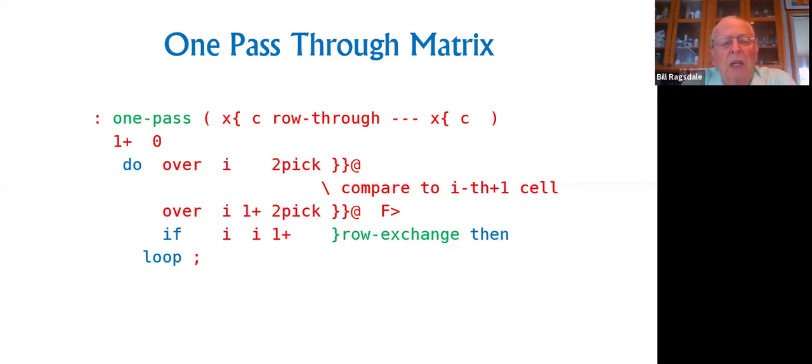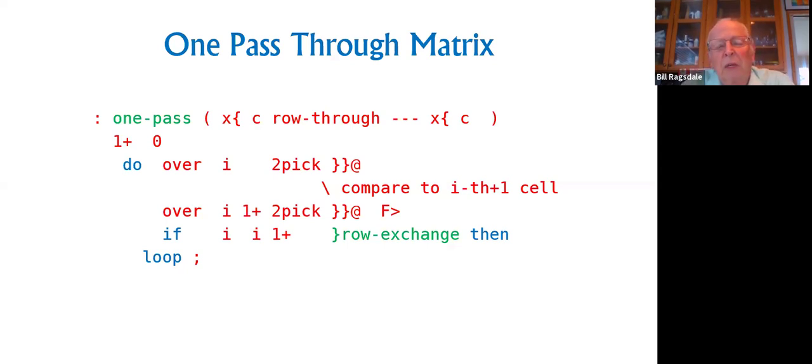So the one-pass routine takes the X curly brace, which is the matrix address. The C is the column we're sorting on. And in this case, we're sorting through a given row. Initially, we sort through all the rows, and then we can arrange it to be a diminishing sort after that. So 1 plus 0 sets up our do loops. And in the case then, the 2 values are extracted.